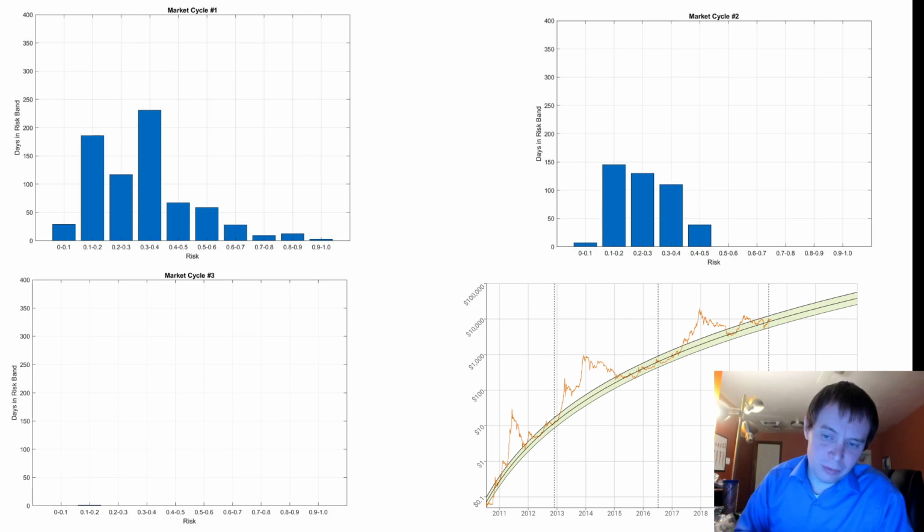So, price will go down, it'll stay in that band for a few months, and then it'll switch back to the 0.4 band, and then that band will go up for a few months, and then it'll just basically dance back and forth during the second market cycle.